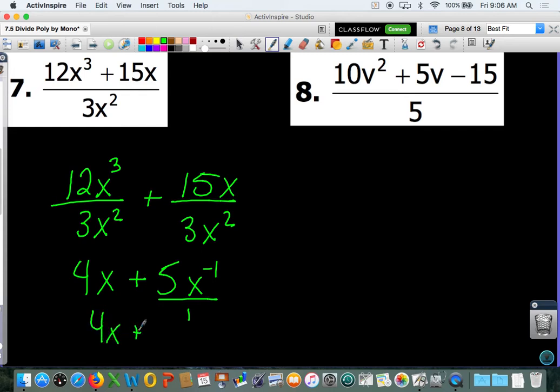Plus. Let's work with this second part. The 5 has a positive exponent, so it stays on the top. X to the negative 1 moves to the bottom. So our answer is 4x plus 5 over x. That'll be your final answer. It looks a little silly, but it is your final answer.